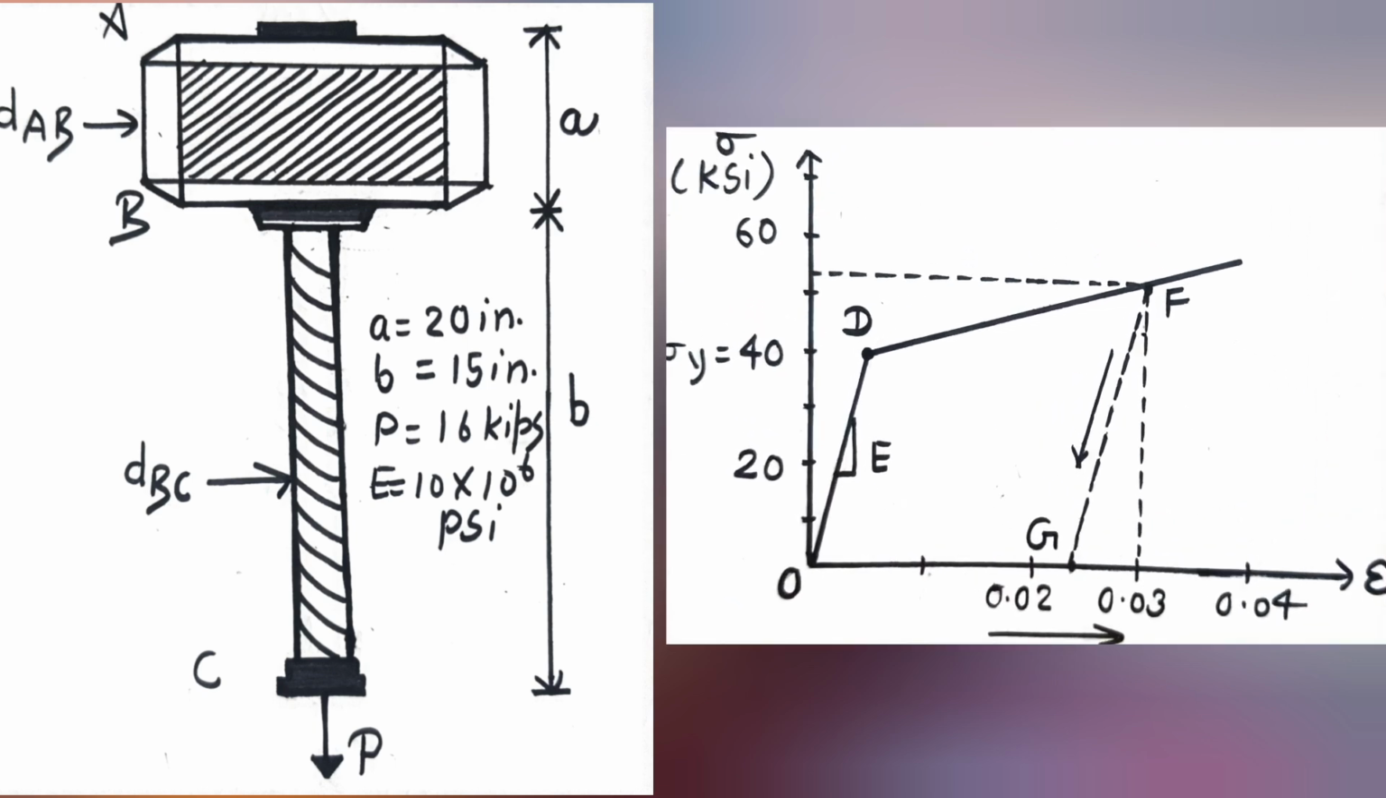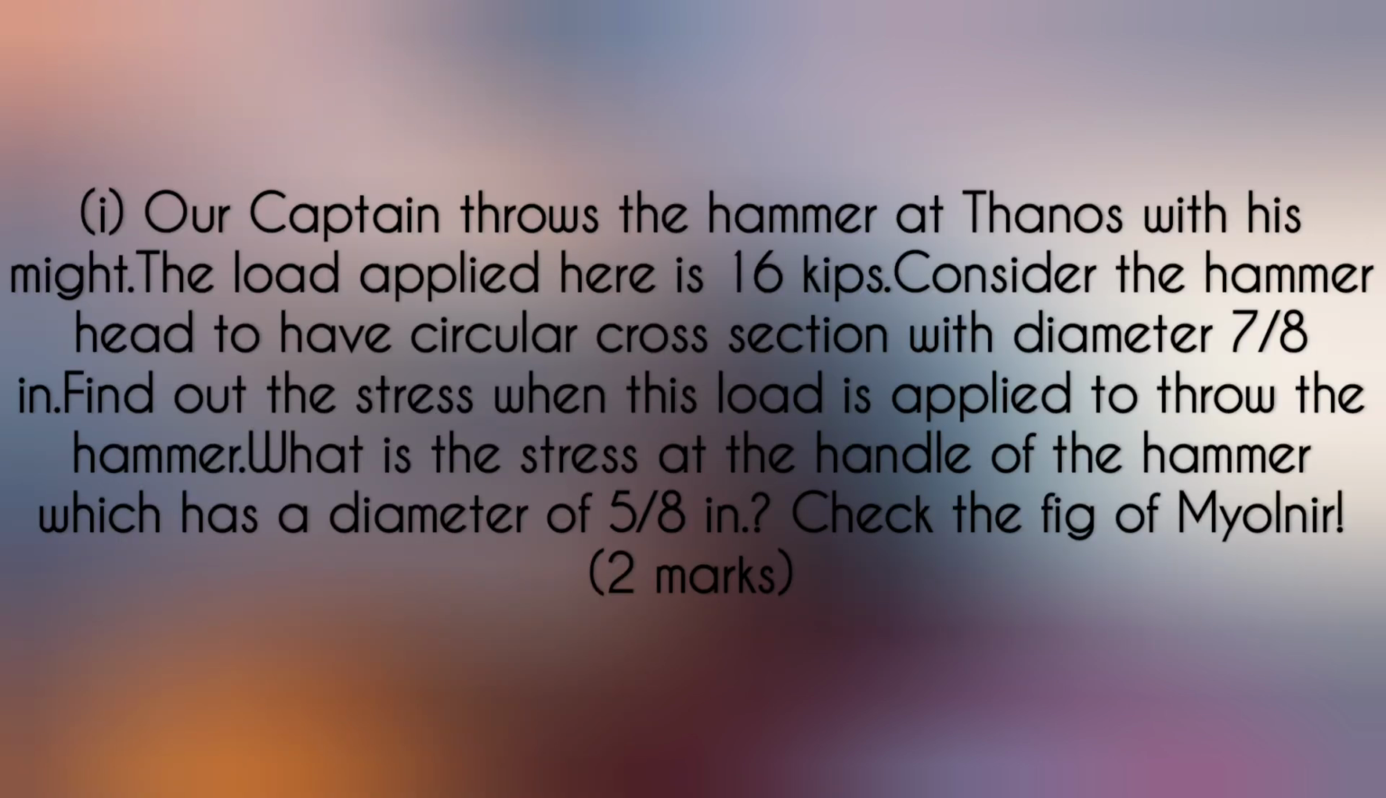You can see in the figure, we have 2 figures. One is representing, yes, the Mjolnir, Thor's hammer itself, which is thrown by Captain America towards Thanos to fight with him. And the second diagram basically shows the stress strain relationship. Oh my god, here comes the physics behind it. Here comes the actual solid mechanics, the stress strain curve. So let's jump into the question.